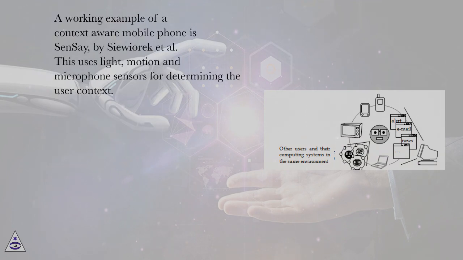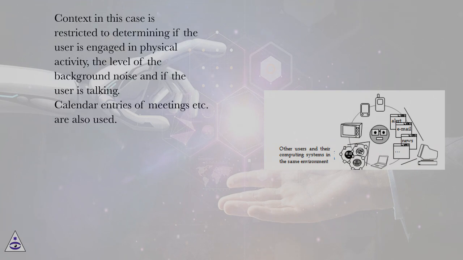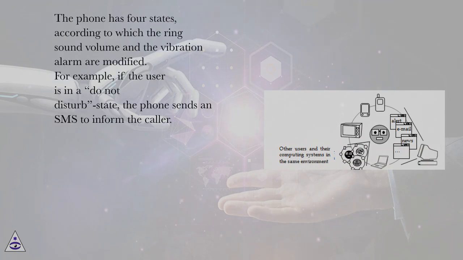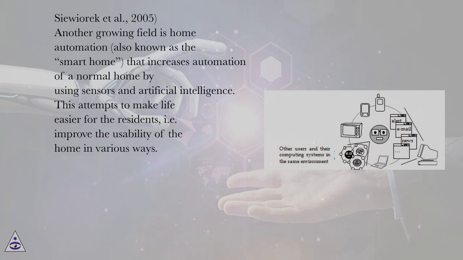A working example of a context-aware mobile phone is Sensay, by Siewiorek et al. This uses light, motion and microphone sensors for determining the user context. Context in this case is restricted to determining if the user is engaged in physical activity, the level of the background noise and if the user is talking. Calendar entries of meetings etc. are also used. The phone has 4 states, according to which the ring sound volume and the vibration alarm are modified. For example, if the user is in a do not disturb state, the phone sends an SMS to inform the caller. Siewiorek et al., 2005.